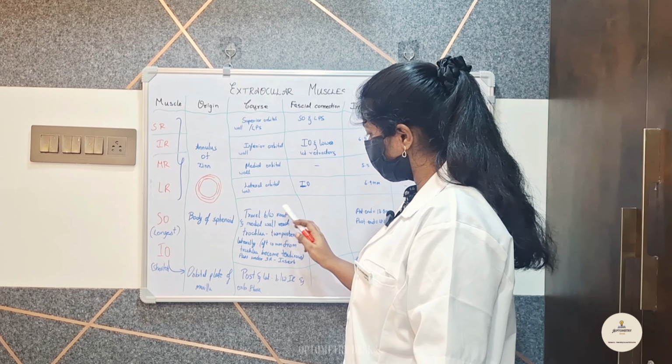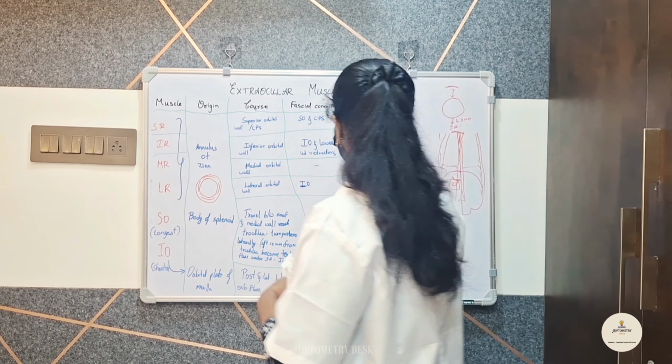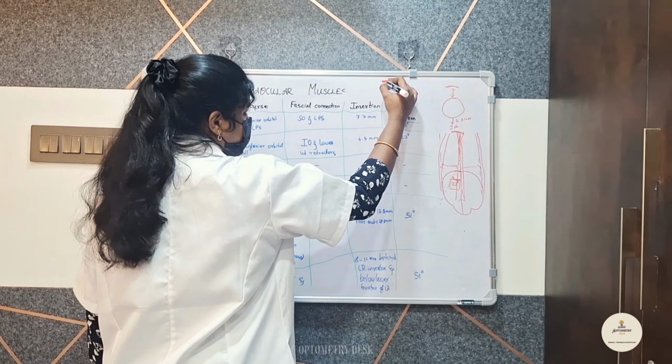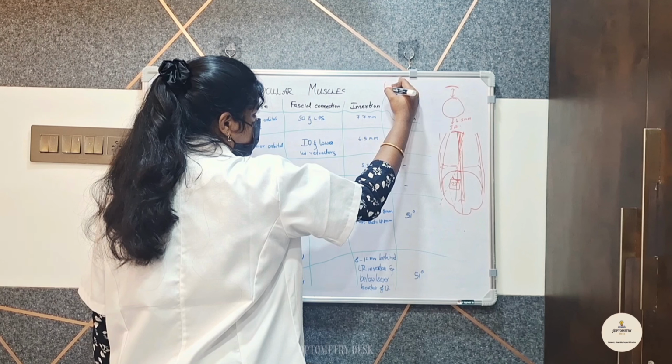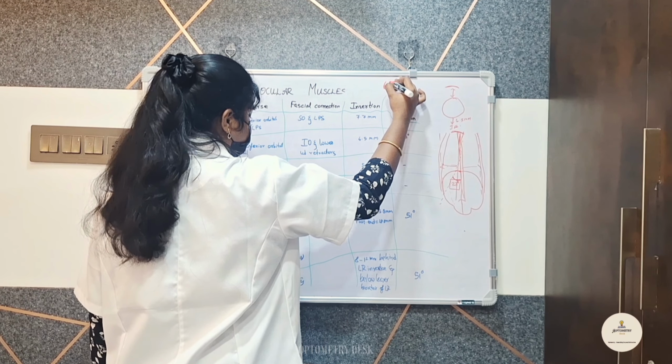It travels between the roof and medial wall of the orbit to reach the trochlea. The trochlea is a cartilaginous ring present at the anterior-most part of our orbit. Okay, it is a cartilaginous ring.